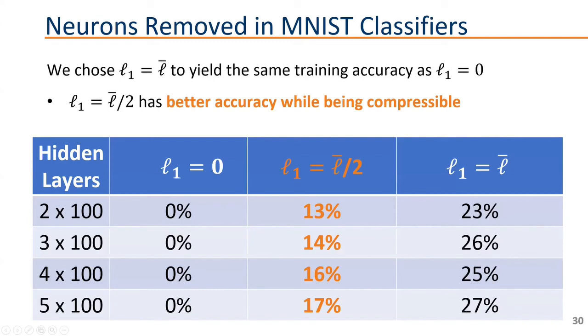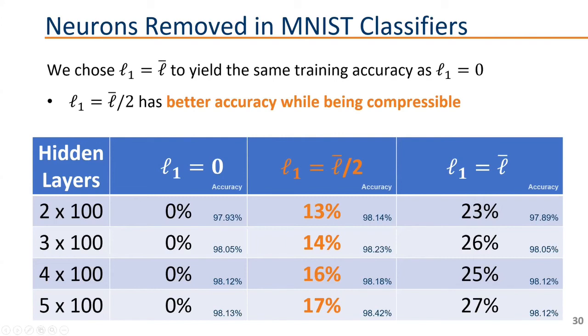And what we can see here is that if we don't apply regularization, we don't have compression. If we apply a lot of regularization, we get about 25% of the neurons removed. In terms of the connections, that's about 40%. But right in the middle here, we have the sweet spot. These are networks that have better accuracy than the extremes, and they're compressible. We can remove about 15% of the neurons in them. And if you're curious about accuracies, you can see them in a lower font here.